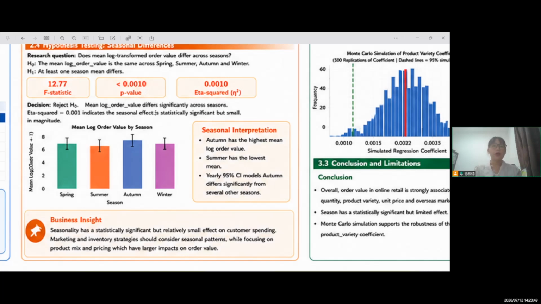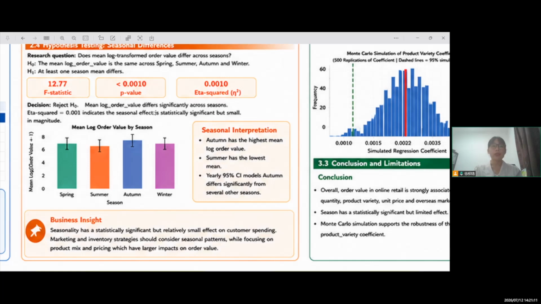We then performed Tukey's HSD post-hoc test, showing that the largest difference between the later season and the early season indicated stronger customer spending during the autumn and winter.